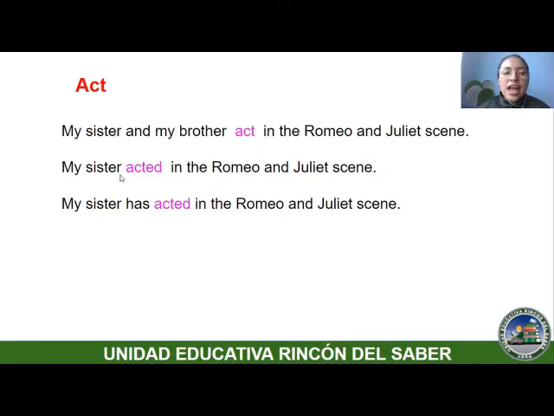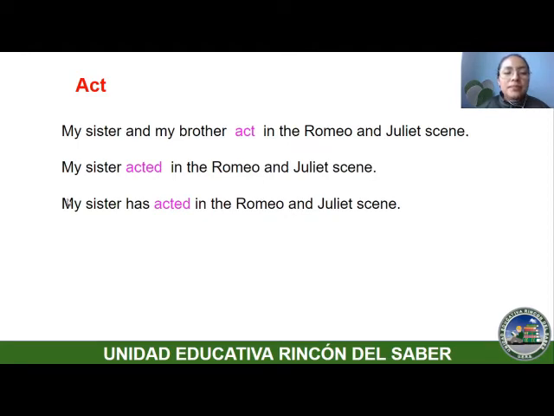My sister acted. In this case, you have to add ed. And this is all. This sentence is in past simple. En este caso, en el momento que nosotros conjugamos el verbo act, le aumentamos ed porque es un verbo regular, esta oración se hace en pasado. Very good. Now read the complete sentence, please. Excellent. Thank you, my dear student.